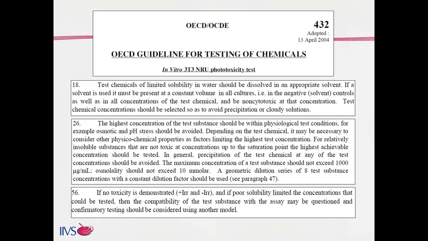So if you're picking up the OECD test guideline, how do you interpret this? What does it mean when it says should be avoided? Should we remove data points where precipitation was observed? What is the maximum concentration referred to when they discuss it in the saturation point? Is it 1,000 micrograms per mil as mentioned in the test guideline, or is it the solubility based on that saturation point? And then if the solubility is very low, is there a minimum concentration that we would need to have achieved to accurately assess phototoxicity potential?